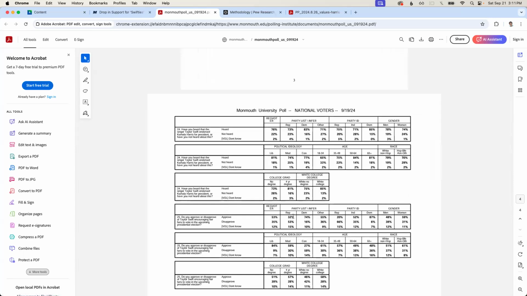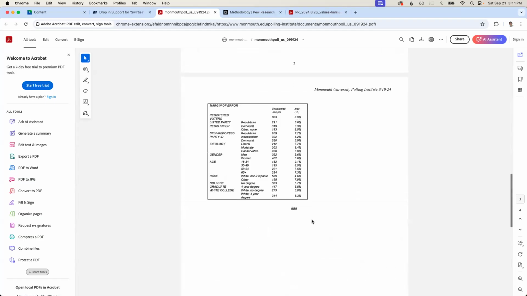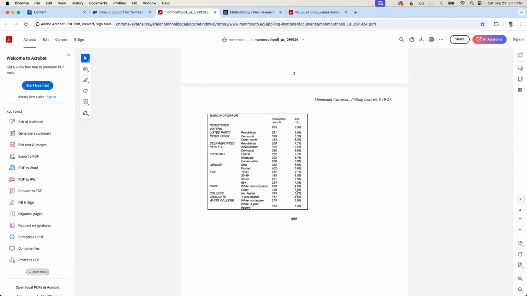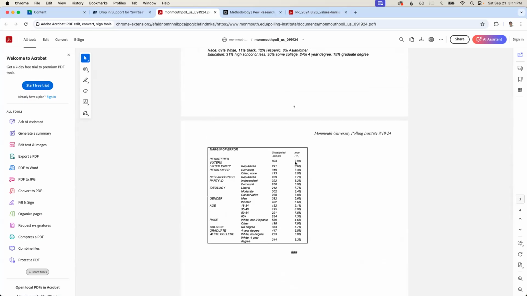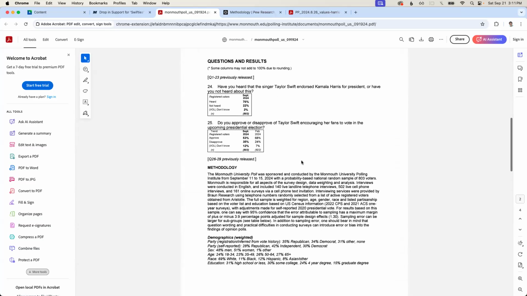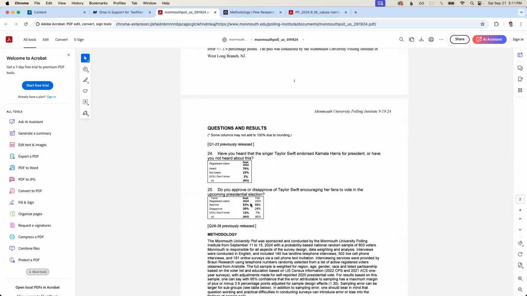So I could compare Republicans to Democrats. I could compare men to women. I could compare liberals to conservatives. And if I did that kind of thing, I'm going to need to use some of these margins of error of the subgroups, kind of like we did last time. But for all registered voters, I'm using this 3.9 because I'm just going to compare the September findings here.